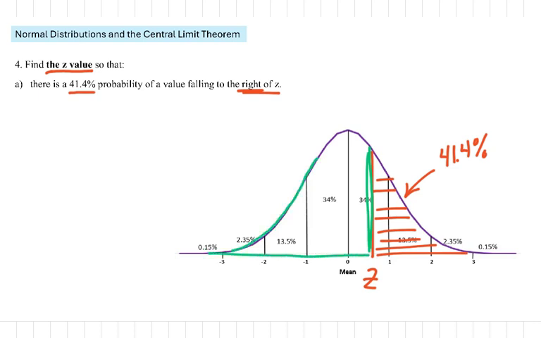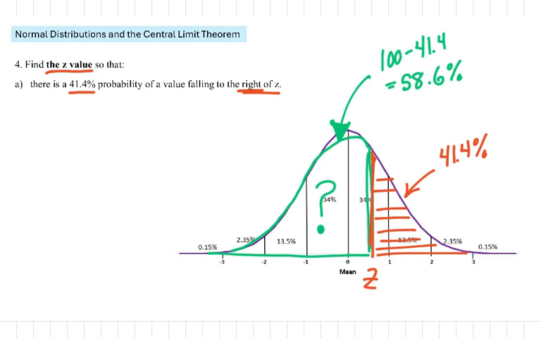Now remember, the z-table is always giving you the percentages to the left. So before we can go look and search on the z-table, we need to know, well, if the right-hand side is 41.4%, what's the percentage on the left-hand side? So I'll say 100 minus 41.4 is 58.6%. So another way of asking this is, if I want 41.4% of the data to be on the right, then I also want 58.6% of the data to be on the left.